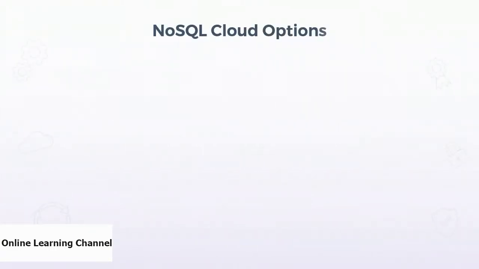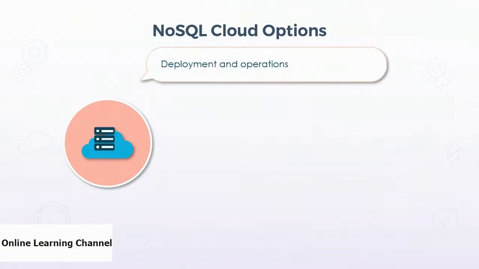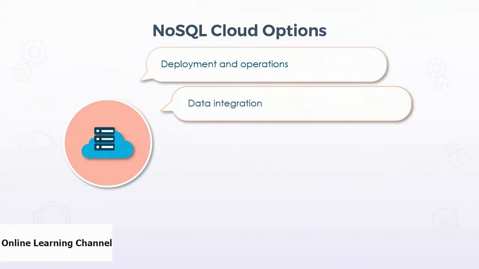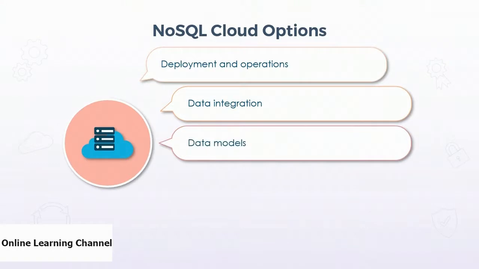Some other things you'll want to consider are how easily you can deploy and operate the solution you're looking at. NoSQL solutions vary in how easy they are to use and deploy. You'll want to consider data integration, specifically how the solution handles distributed databases, and what are its replication methods. We touched on data models. You need to make sure the solution supports all the data models you're going to want to use.